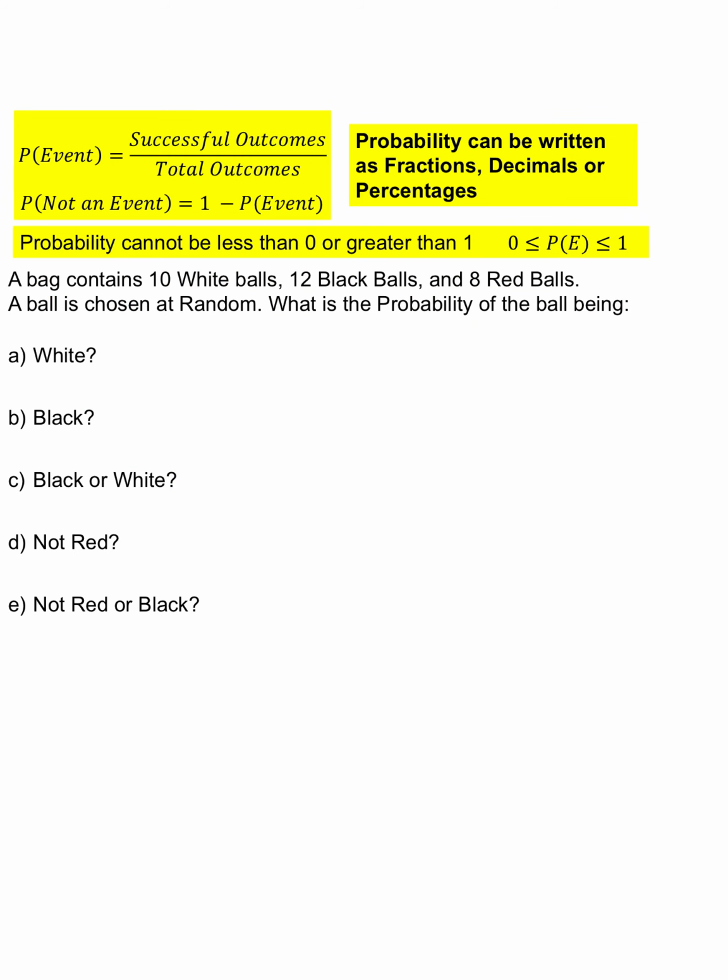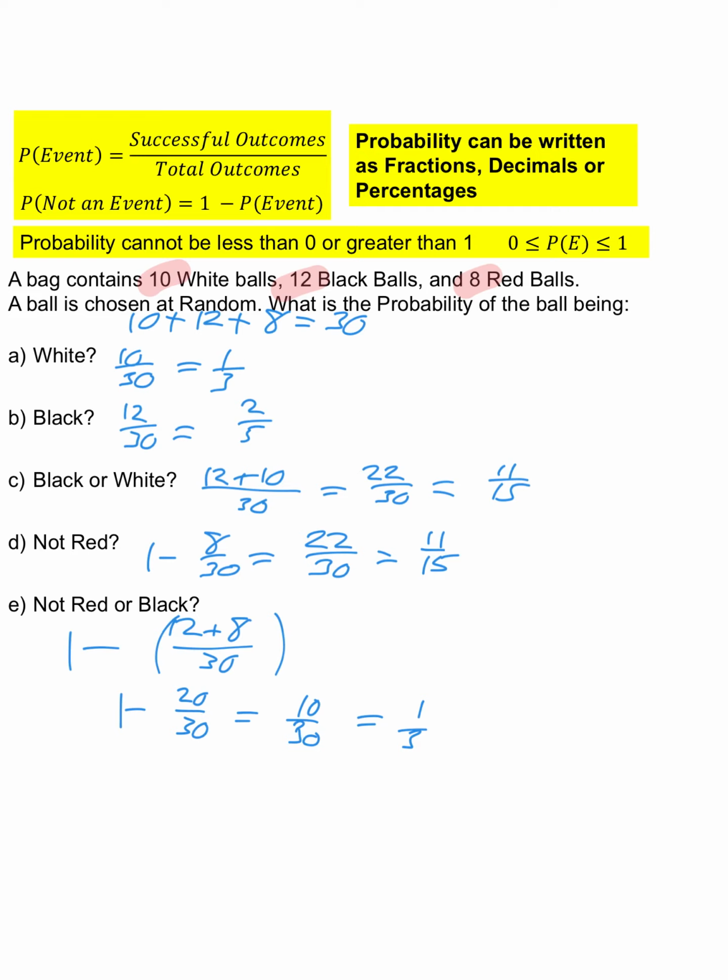Okay, so let's try one more here. So again, pause the video, and when you want to see the solution, press play. Okay, let's see how you did. So like the previous one, I had to add up my totals. So the 10 white, 12 black, and 8 red got me 30. So then, probability of white, 10 over 30 simplifies to 1/3. Black then, so 12 over 30, this will simplify to 2/5.